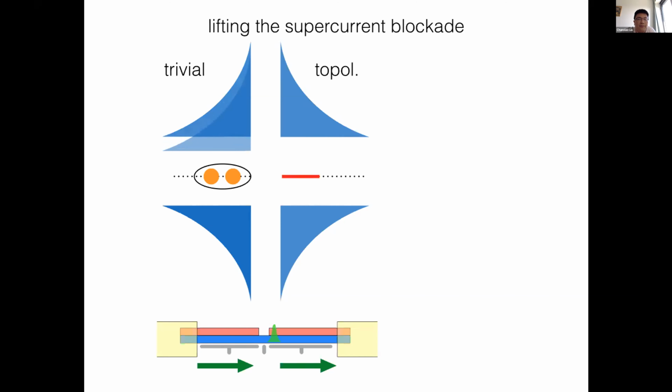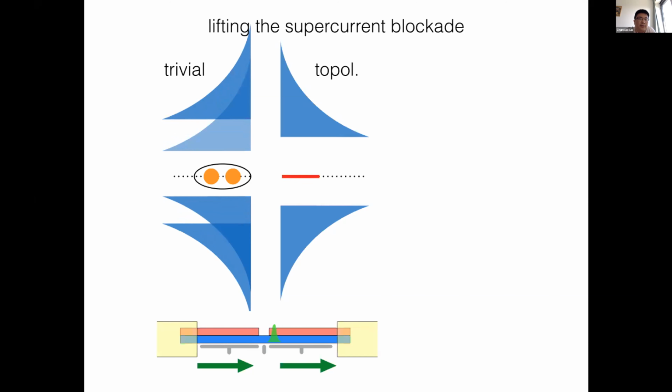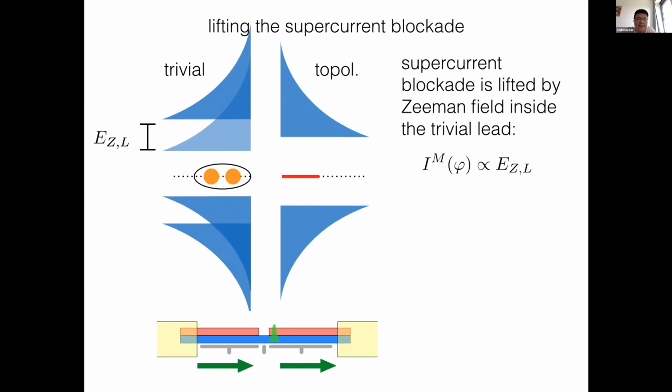A cartoon picture here is that the quasi-particle continuum in the trivial lead with spin up and spin down is split by a Zeeman energy, and the tunneling amplitudes for spin up followed by spin down, and spin down followed by spin up, are different now. So it will give a finite Majorana-induced supercurrent proportional to the strength of the Zeeman field in the trivial lead.